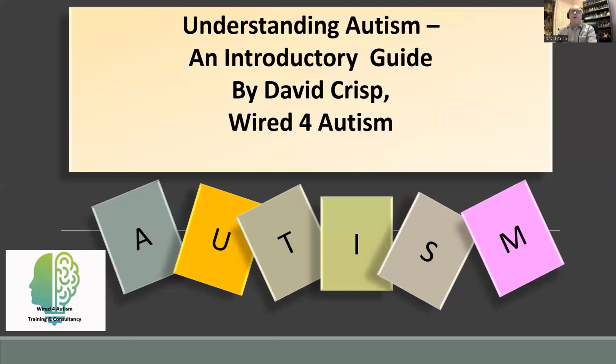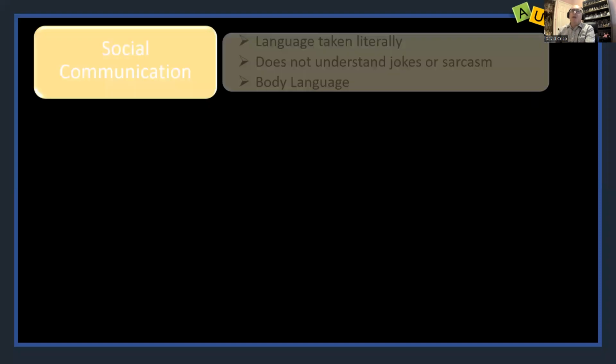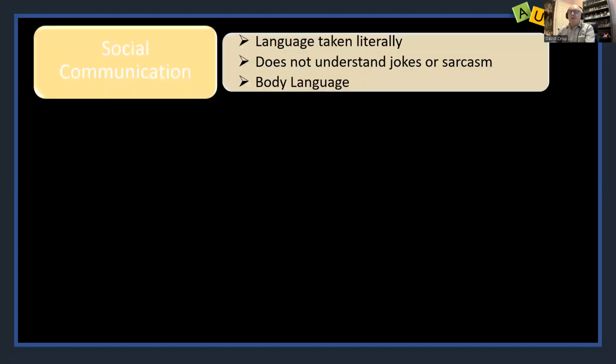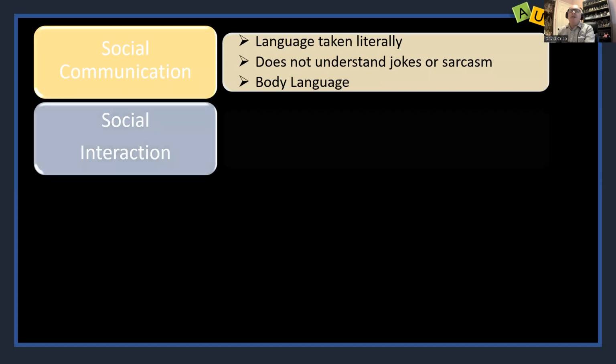So we're going to begin with looking at the signs of autism when the slide comes up. There we go, the signs of autism. Firstly, social communication. A lot of autistic people, but again, not everybody, will take language literally. They might not understand jokes or sarcasm, and may have difficulties in expressing or understanding body language. Secondly, social interaction. We'll look at that next.